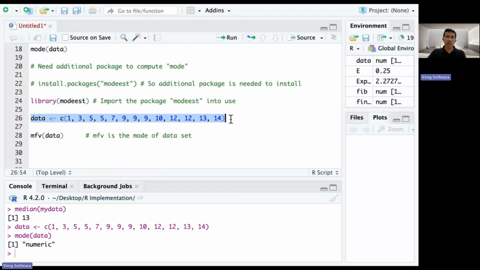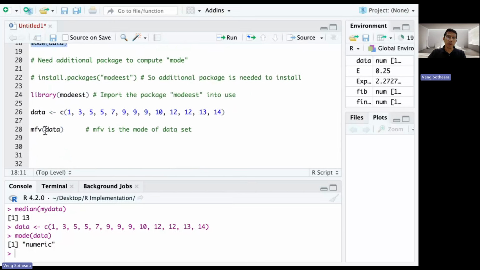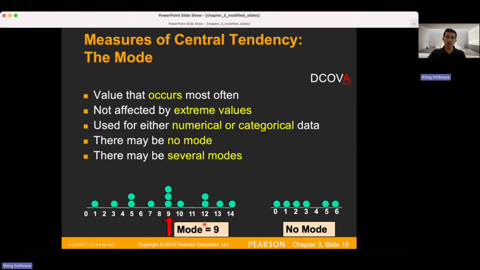And then suppose that this is your data set. So the mode of a data set comes by MFV, not mode, because mode of data doesn't work, as you already saw. So we do not use mode of data. Instead, we use MFV of data. And MFV cannot be run if you do not install this particular package. It needs this particular package in order to use MFV. And then when you run it, you will get 9 as expected.